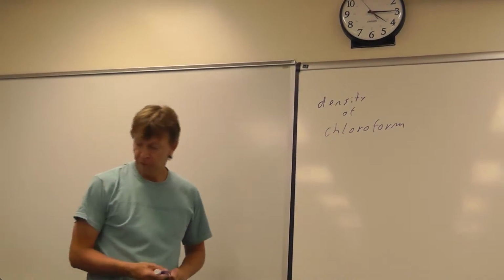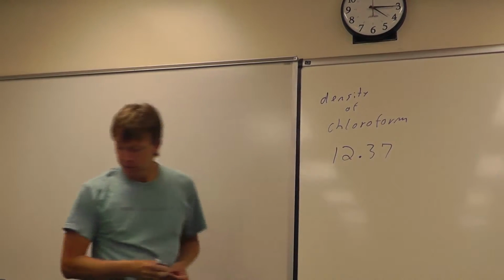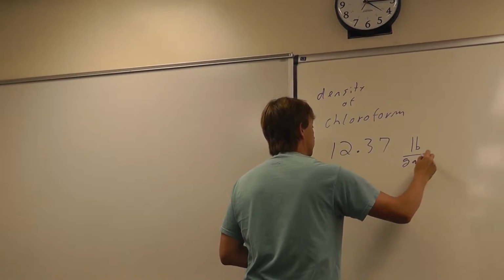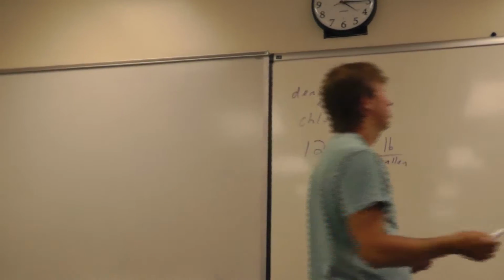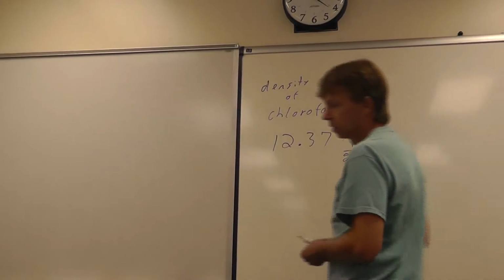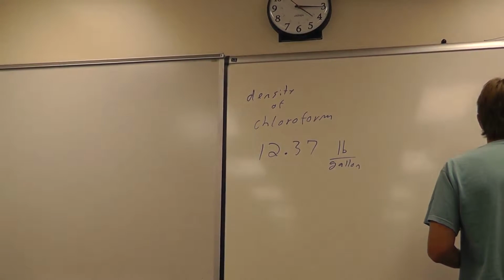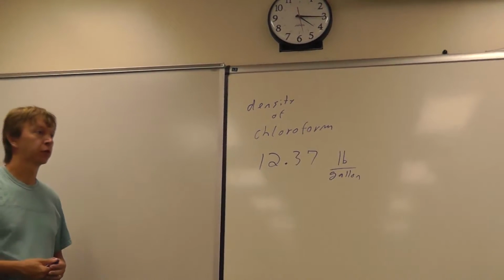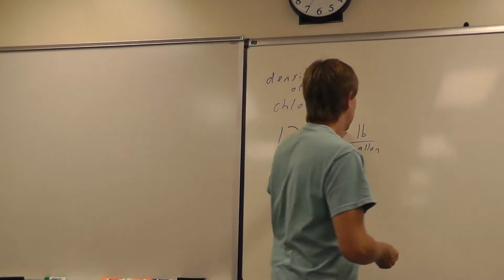But you're told that chloroform has a density of 12.37 pounds per gallon. And you want to convert that into a density of grams per milliliter, and then separately pounds per cubic foot. So two problems. Converting these units to these units, and then separately these units to these units.